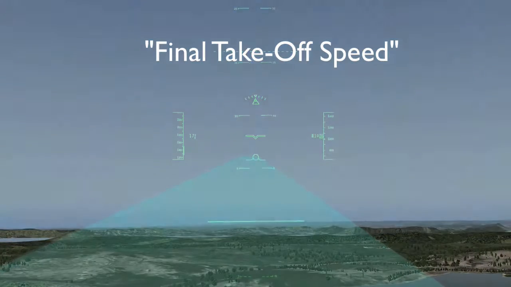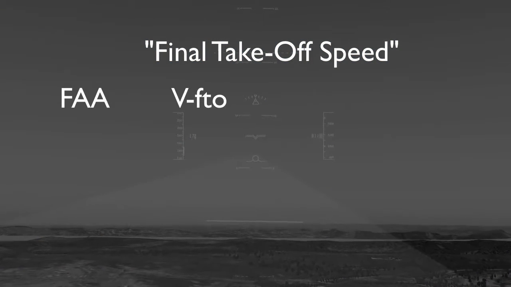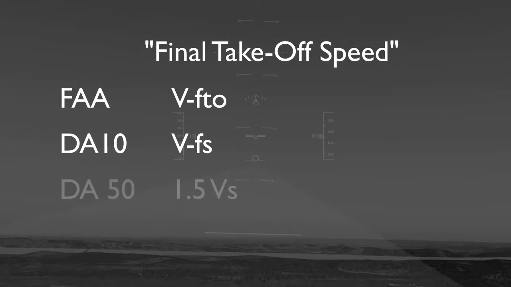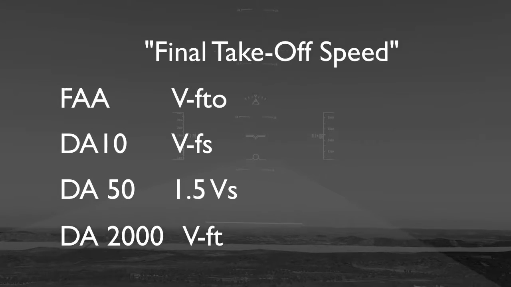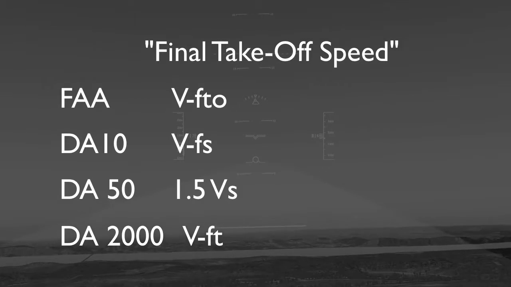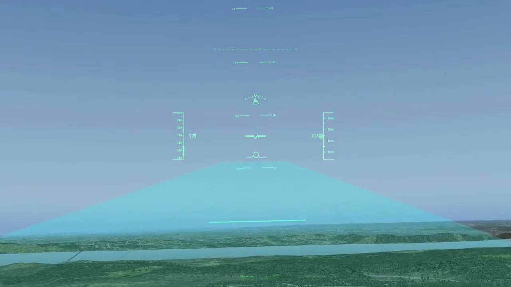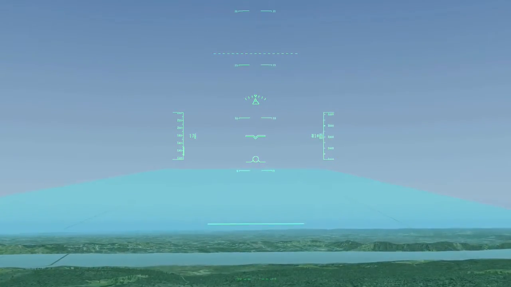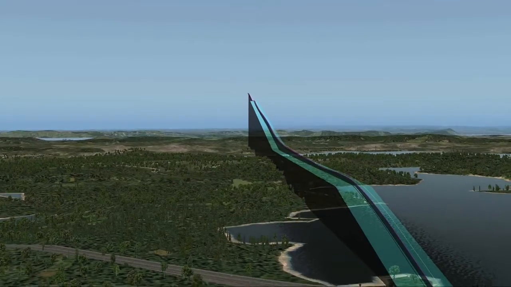Final takeoff speed is now designated by the FAA as VFTO. However, in the Falcon 10, it's described as VFS. In the Falcon 50, it's called 1.5 VS, and the 2000 uses VFT. The final segment refers to the climb at final takeoff speed from 1,500 feet to the en route structure. Here's what the entire one-engine inoperative certification takeoff flight path looks like.